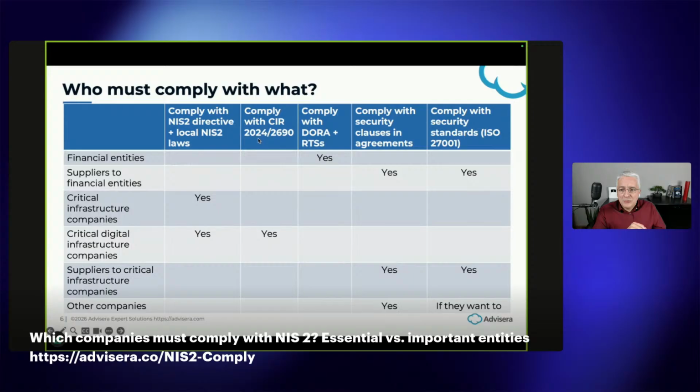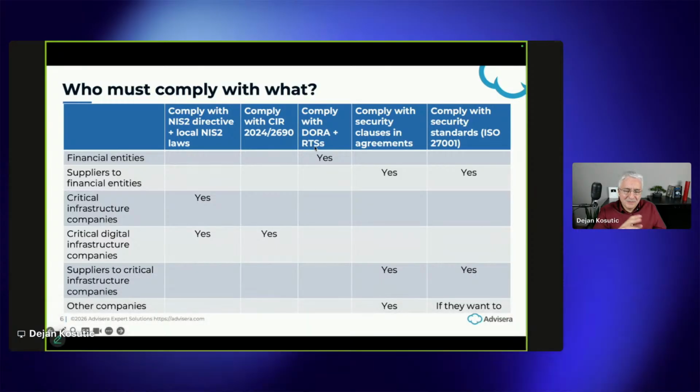Okay, now let's move on to DORA. DORA is a financial regulation which is applicable again in the European Union, but for financial entities, meaning financial organizations like banks, insurance companies, brokerage houses, investment banks, and so on. So only if you're a financial entity do you have to comply with DORA. There are also these RTSs, which I'll explain in the next slide; RTS stands for additional regulations related to DORA. So this is about financial entities.